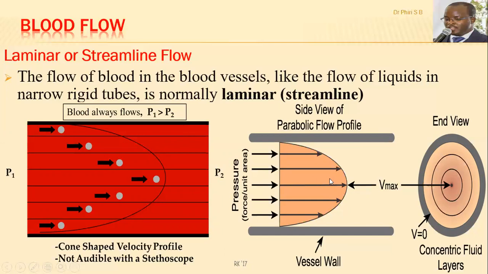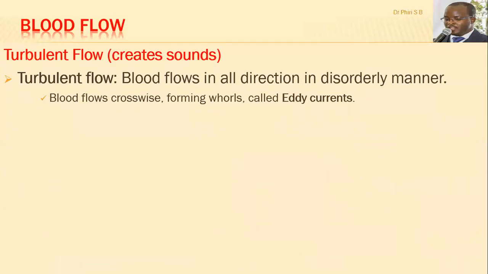So there are certain velocities. If the velocity has increased so much beyond the critical value, it will result in turbulent flow, and that turbulent flow will produce sounds, like I've already said. In turbulent flow, blood flows in all directions in a disorderly manner. There is no order here. There is crosswise movement of blood flow forming swirls, and these are called eddy currents. Eddy currents are just disorderly movement of blood that will produce sound.